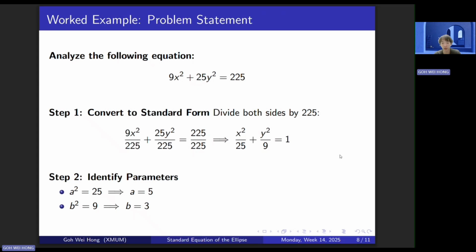Now we can see our values. a squared is 25, so we know a is 5. And also b squared equals 9, so we get the value of b is 3.